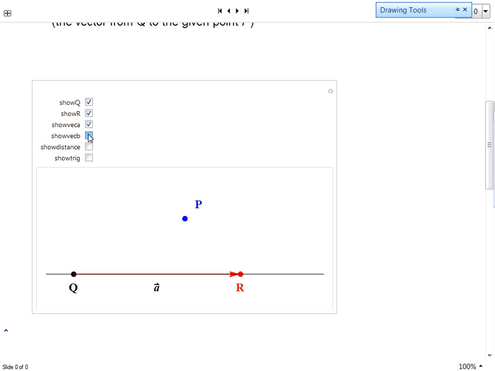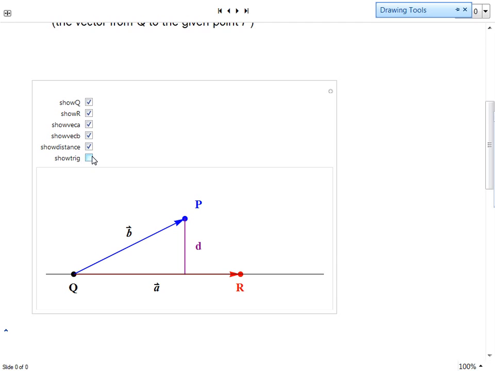Now what I'm doing is I'm going to create a vector that goes from one of the points to the point I'm trying to find the shortest distance to. And then I'm going to have you look at the distance we're interested in. I'm calling it little d. Y'all see that? Little d.